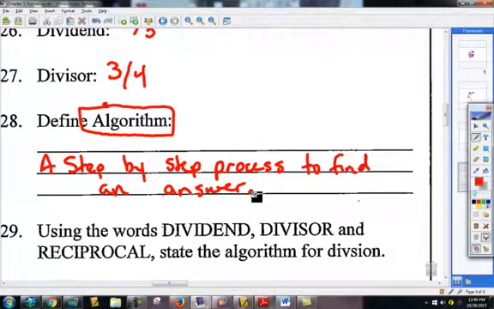It's a step-by-step process to find an answer, to solve a problem, anything like that. A systematic approach where you do this, then you do this, then you do that, and then you do this, and then you do this, and then you got your answer. That's the definition I'm looking for.